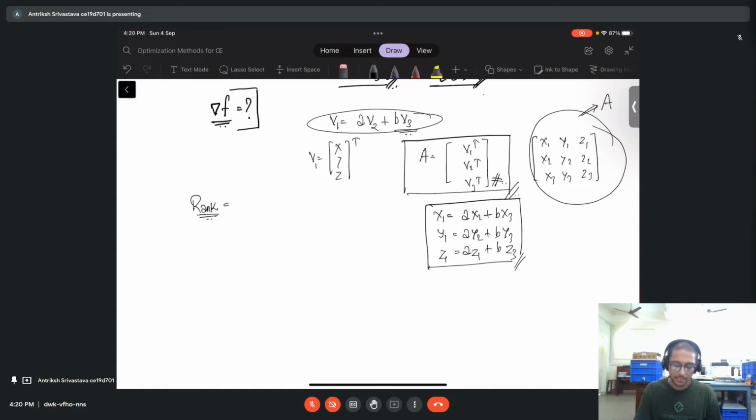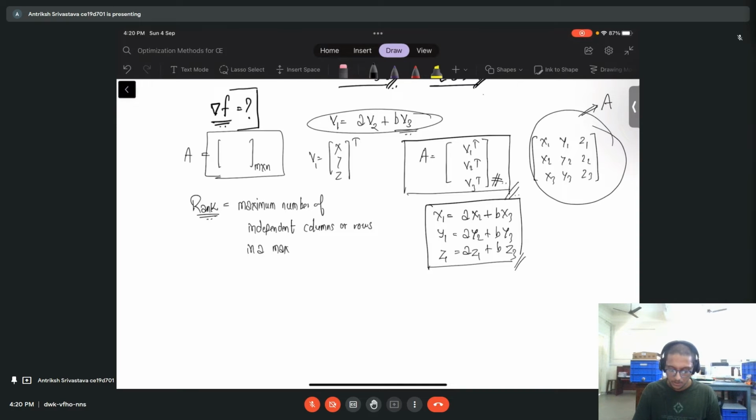Let's say a matrix is of the order m cross n. Maybe it's not a square matrix, it's a matrix of order m cross n. Then rank will be the number of independent columns or rows in a matrix.